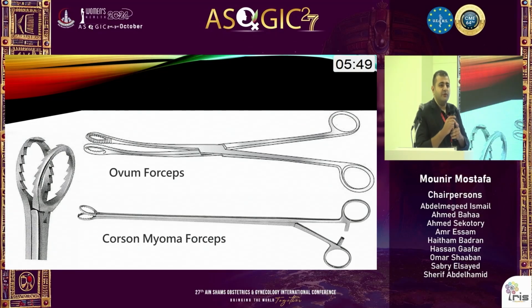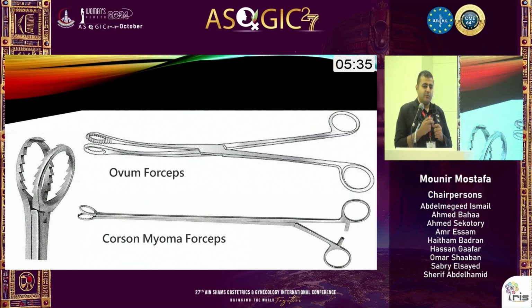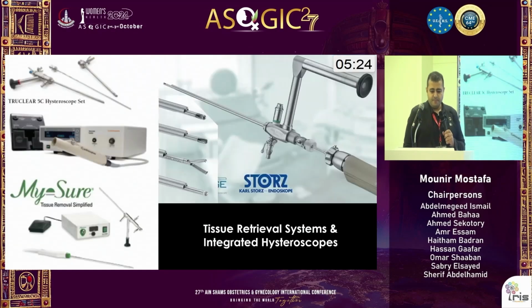Also, for the oven forceps we use this regular one. We have a problem with it. When we open it inside the uterus, the cervix blocks its complete opening. So there's something like Corson myoma forceps and Lean's myoma forceps. They open only from the distal end, like the crocodile, and they have more grasping teeth than the normal oven forceps.